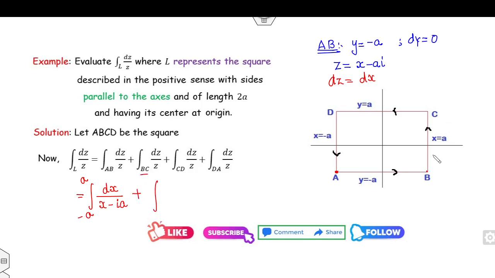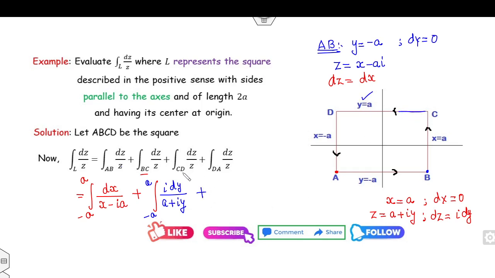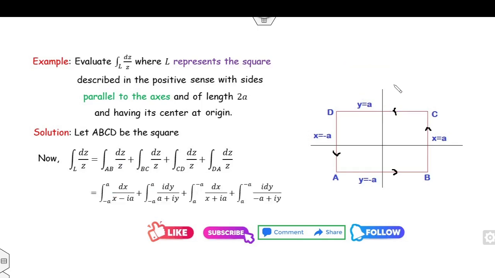Second limit on the BC. On the BC, x is equal to a. So that means dx will be 0. Then the value of z is a plus iota y, and the value of dz will be iota times dy. So I can substitute here. It's a iota times dy over z. The value of z is a plus iota y. So can you find the value of y here? The value of y is minus a to plus a. Similarly, you can write the equation of the CD and find the value of z and dz.